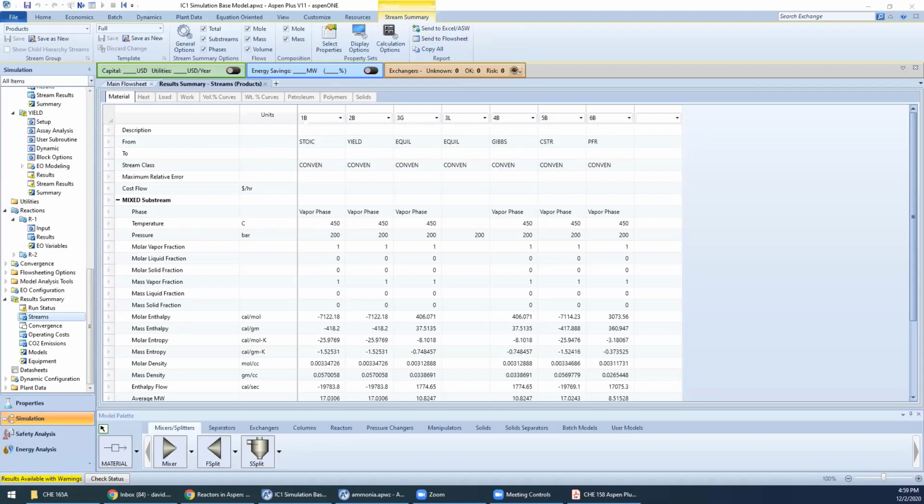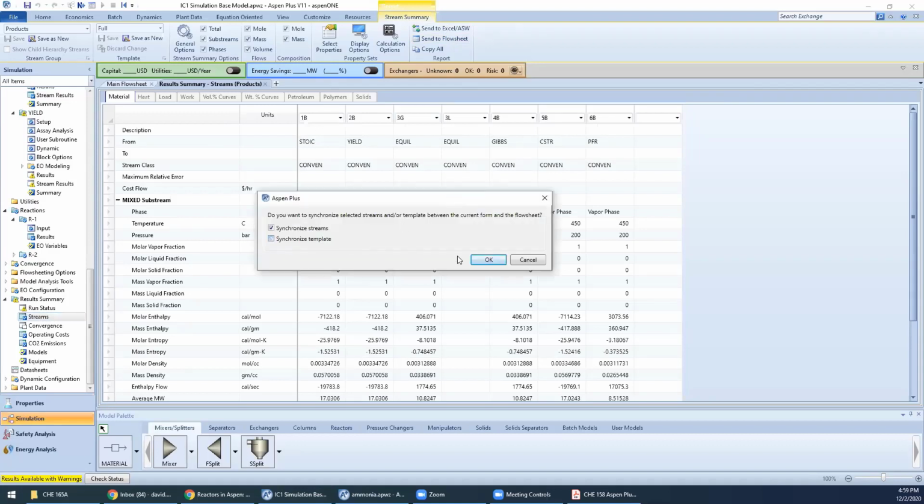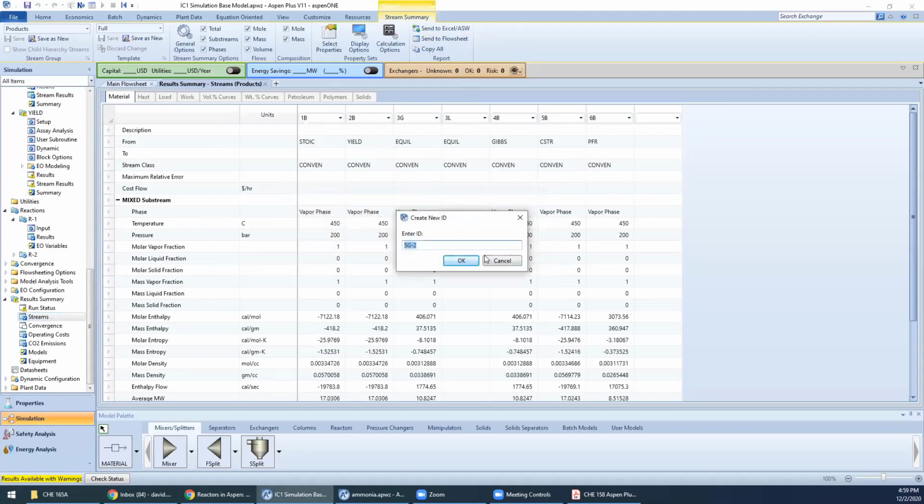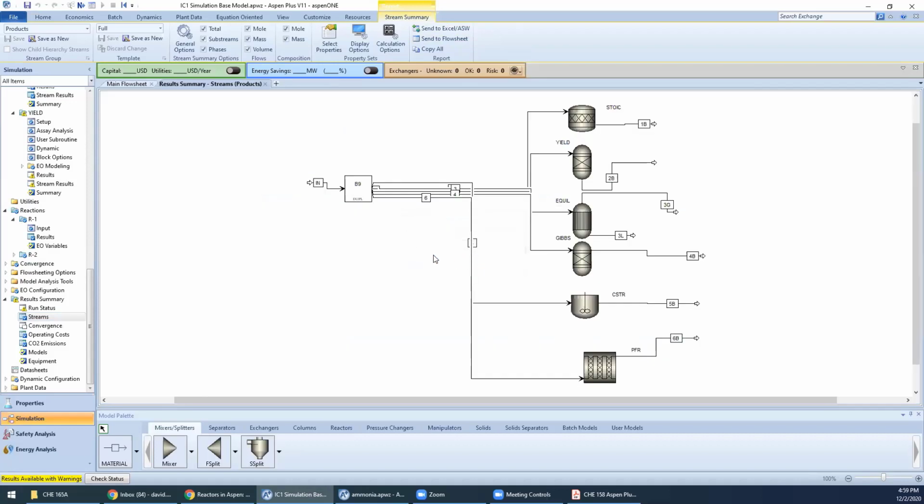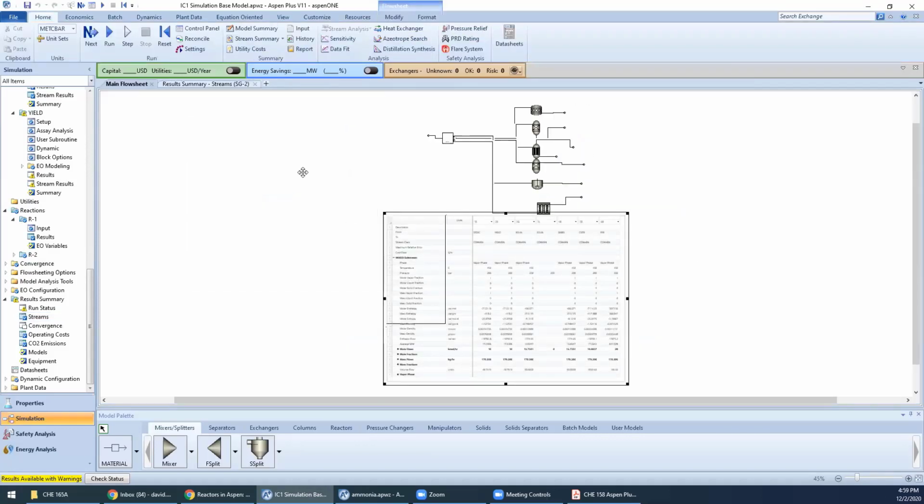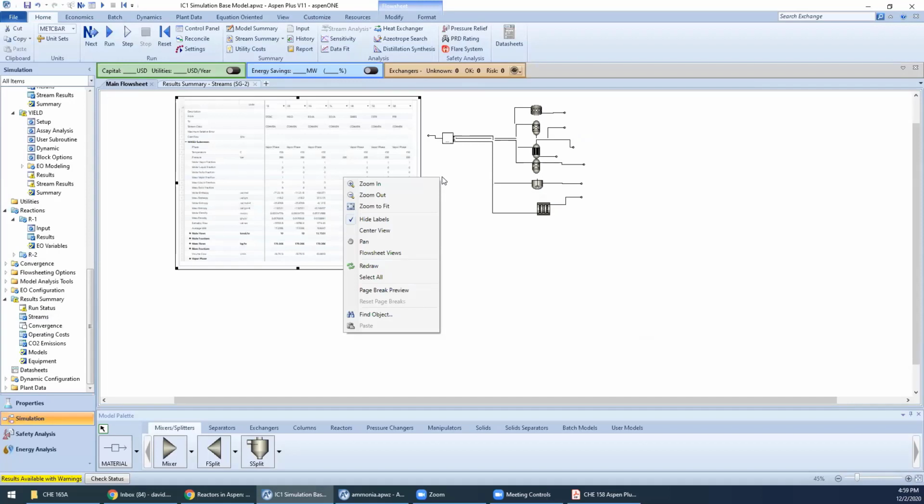Over here, I don't want to synchronize the template because I don't want to mess anything up. But yeah, we'll call it that. So here, every time I solve it, it'll just update.